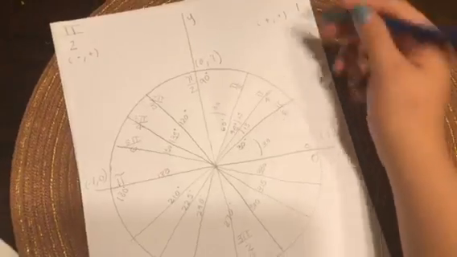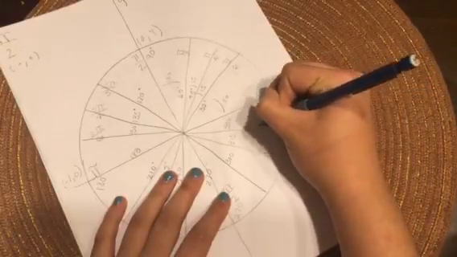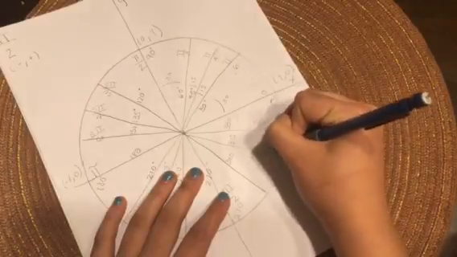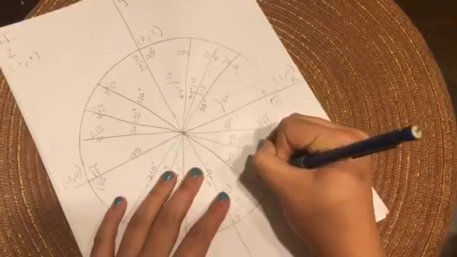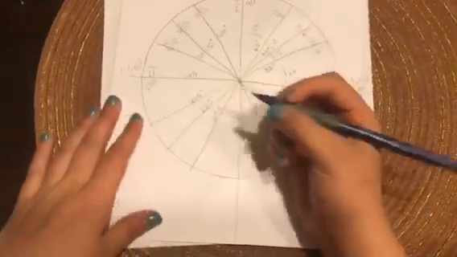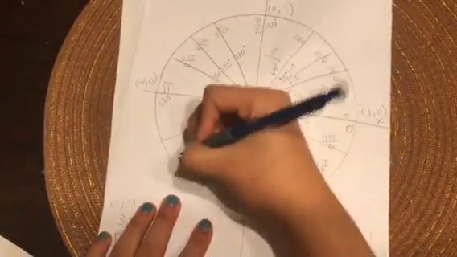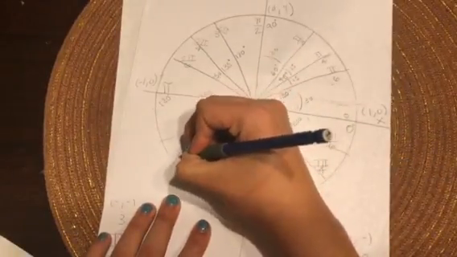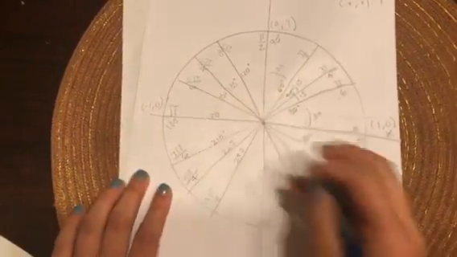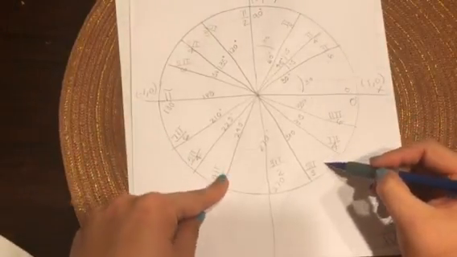And on the bottom, right here, it's going to be 11 pi over 6. Then here it's going to be 7 pi over 4. Then 5 pi over 3. Over here, it's going to be 4 pi over 3, 5 pi over 4, and then 7 pi over 6. Now you can see here, they're the same too. It's 6, 4, and 3.